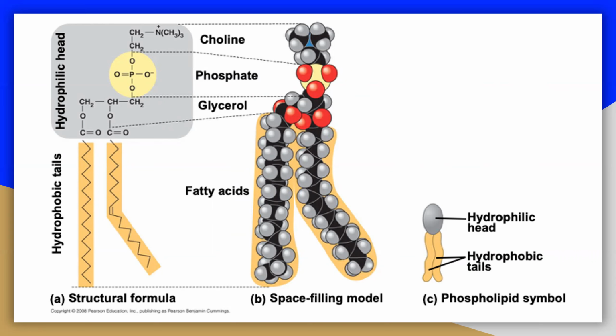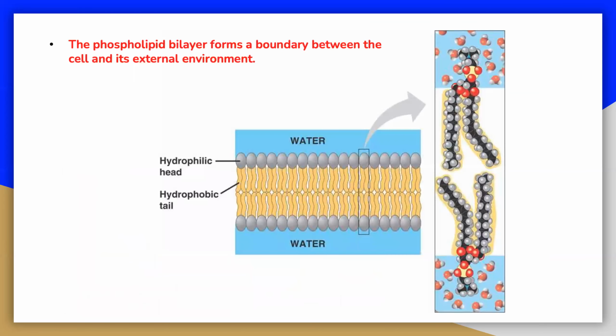At the surface of a cell, phospholipids are arranged in a similar bilayer. The hydrophilic heads of the molecules are on the outside of the bilayer, in contact with the aqueous solutions inside and outside of the cell. The hydrophobic tails point toward the interior of the bilayer, away from the water. The phospholipid bilayer forms a boundary between the cell and its external environment.